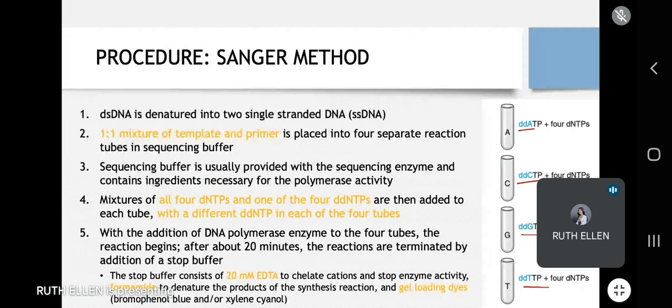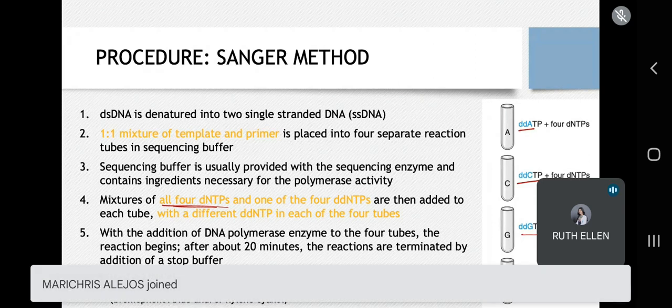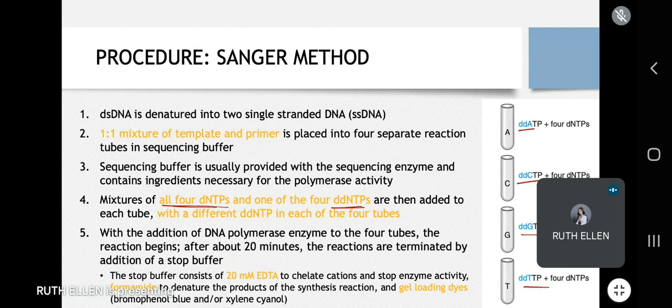Next, the mixture of all four dNTPs are added. Okay, so pagdating sa dNTPs natin, yung 4 ilalagay natin, no, yung ating dATP, dCTP, dGTP, and dTTP. Okay? So dNTPs natin, yung 4 ilalagay natin sa bawat tube. Okay, dun sa 4 na tube. Pagdating sa ddNTPs natin, ang ilalagay lang natin is one of the 4. Okay? And we have a different ddNTP in each of the 4 tubes.